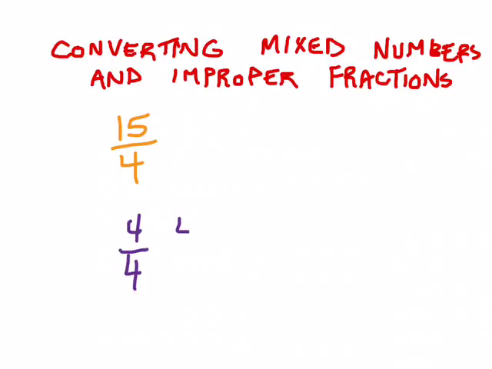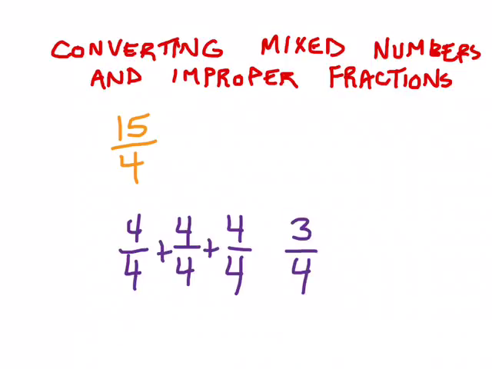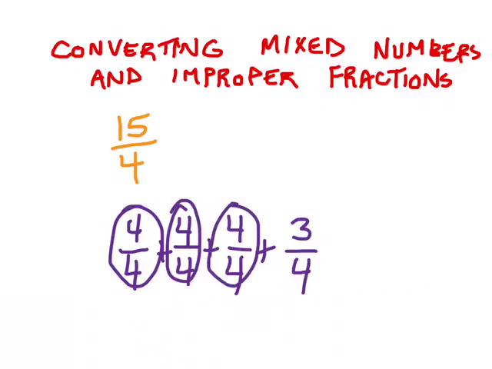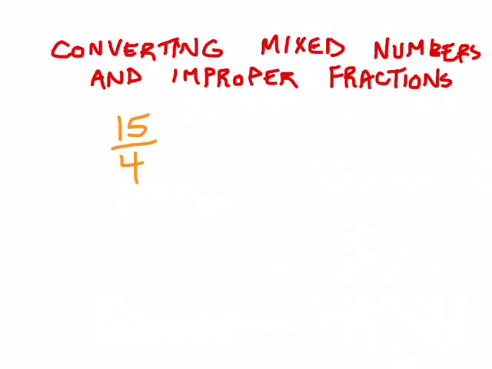Well, there's 4/4. 4/4 more would be 8/4. Then 4 more fourths would be 12/4. And what's left is 3/4. So this collectively is the same as 15/4. And if we look here, I've got 1, 2, 3 wholes, and 3/4 left over. So I can very easily call this 3 wholes and 3/4 remaining, 3 and 3/4.